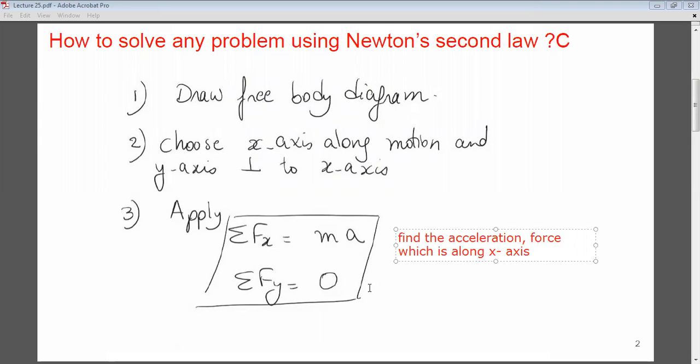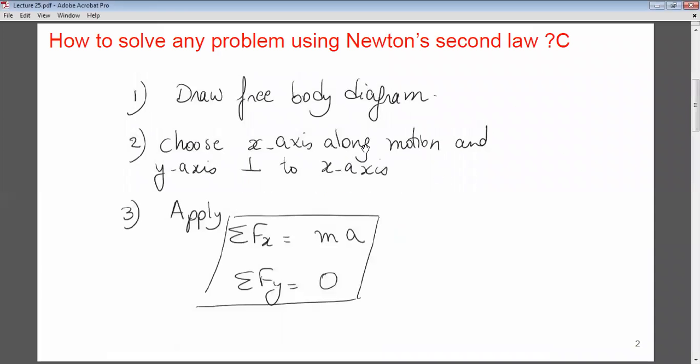Now, when do I use summation of Fy equal to 0? Mostly when they ask me to get the normal force. It's always along the y-axis, or any other force which might be along the y-axis, like if I have an inclined plane or a force which is making an angle with the horizontal, then I might choose summation of Fy equal to 0 in order to find the y component of that force.